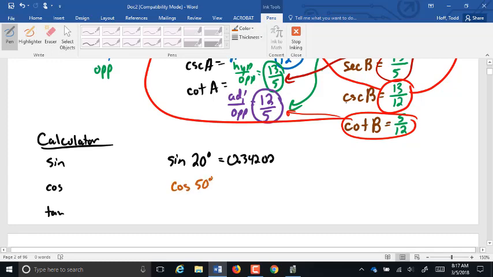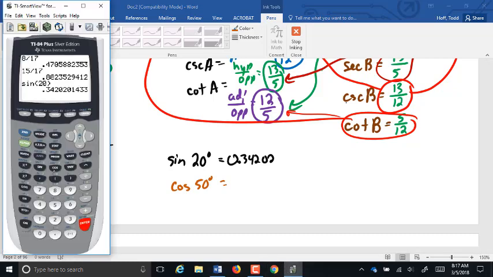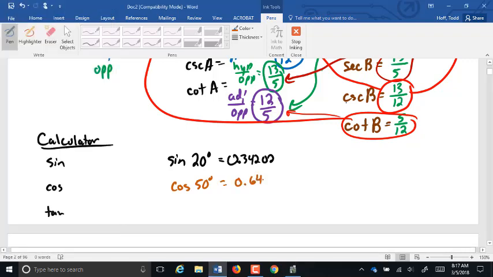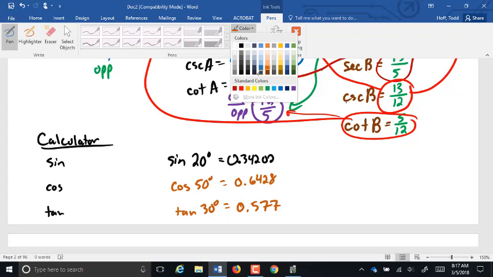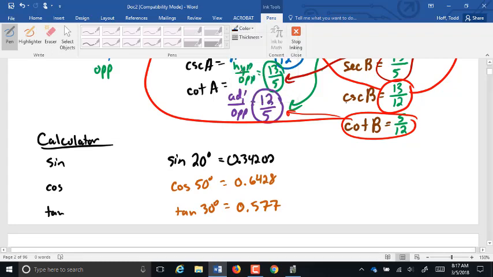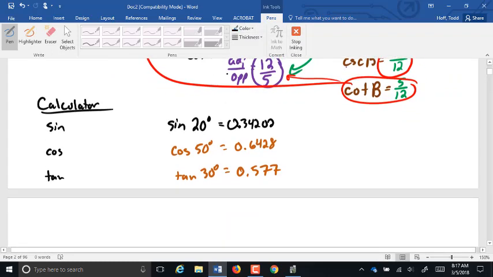Cosine of 50. Same thing, cosine, type in the 50, hit enter, 0.6428. Or the tangent of 30. Type in tangent 30, you get what, 0.577? So those are the easy ones. Those are the ones your calculator is built to find.